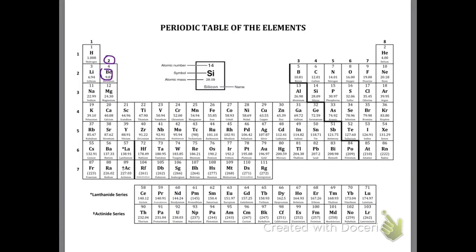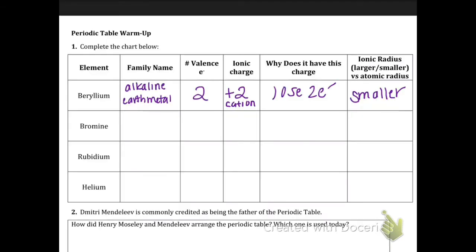Okay, bromine is on the other side, which is right here, in the 7th column. The 7th column has a family name called the halogens. Halogens are in the 7th column, so it has 7 valence electrons. In order to become a noble gas, it's going to gain 1 electron. When we gain 1 electron, we have 1 more negative than positive. That's an anion. When we gain electrons, we become larger.